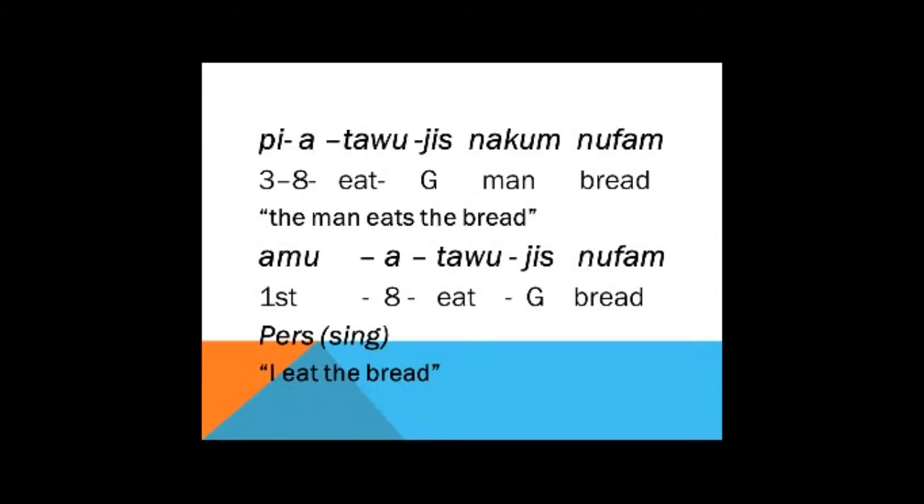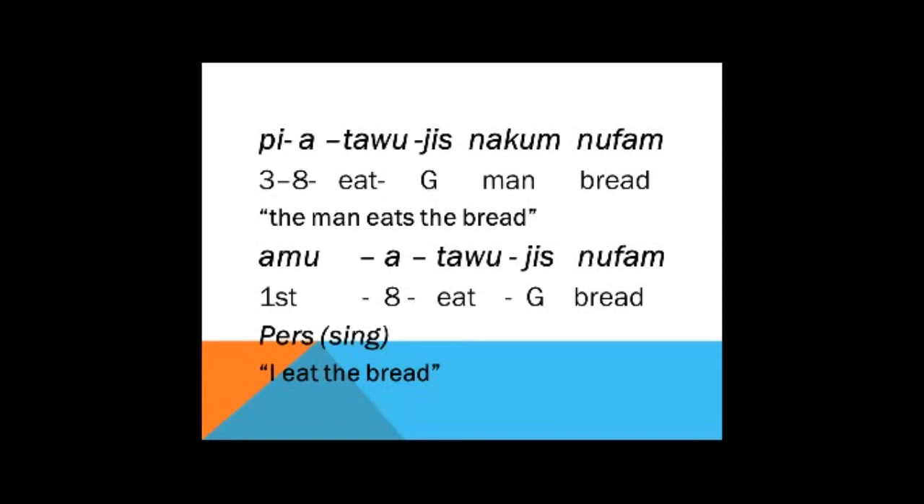So we have two sentences here, one above and one below. The one above has no pronouns, and you have seen this sentence before in a previous lesson. The man eats the bread, so pia tawu yisna kumnu fam. In the second sentence, we've taken the man out of the equation, and we've substituted the subject with a pronoun, which is the first person singular pronoun, which means I or me.